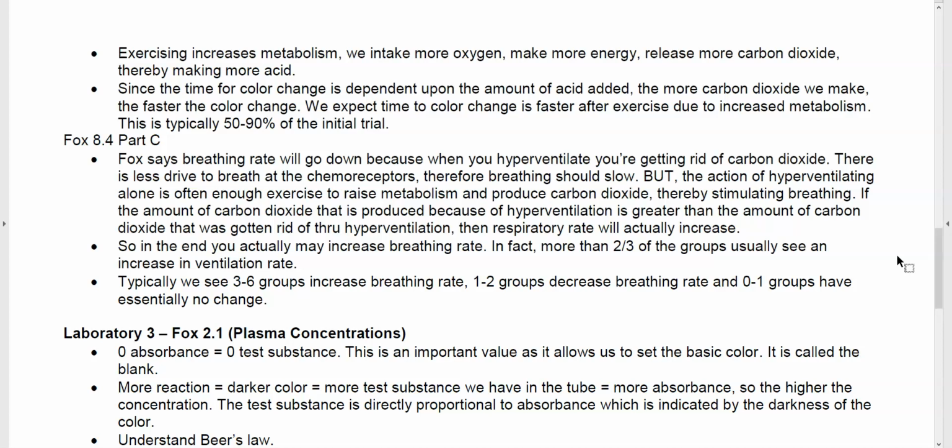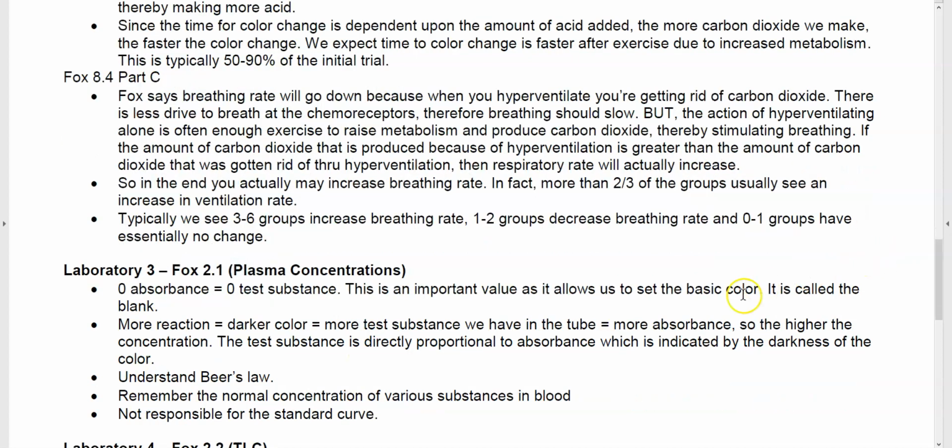We saw in the previous experiment that if you increase your metabolism, you increase your expiration of CO2. So you have to balance the amount of CO2 you got rid of versus the amount of CO2 you made. If there's a net increase in CO2, respiration will go up. If there's a net decrease in CO2, respiration will go down. And if there's no change in CO2, respiration rate will stay the same. So that's 8.4c.